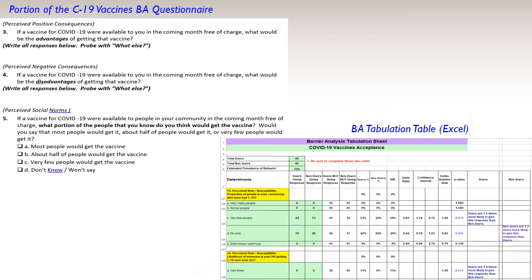And then there are also some closed-ended questions like the one below that. What portion of the people that you know do you think would get the vaccine? Would you say that most people would get it, about half would get it, or very few would get it?